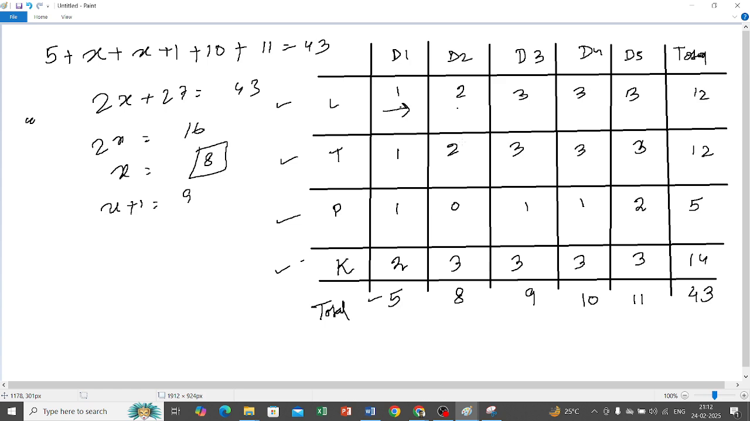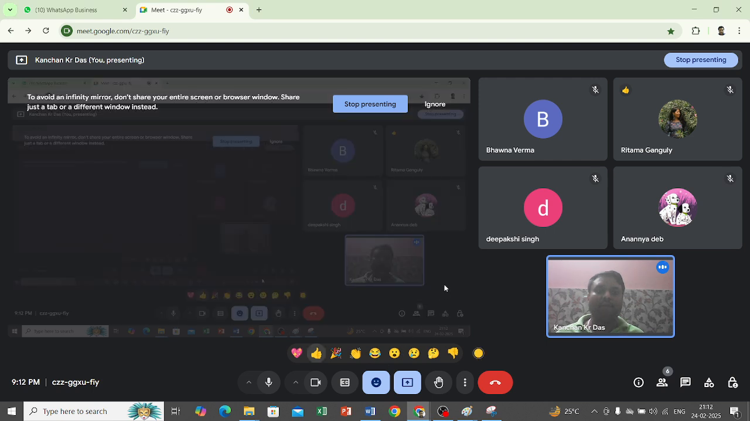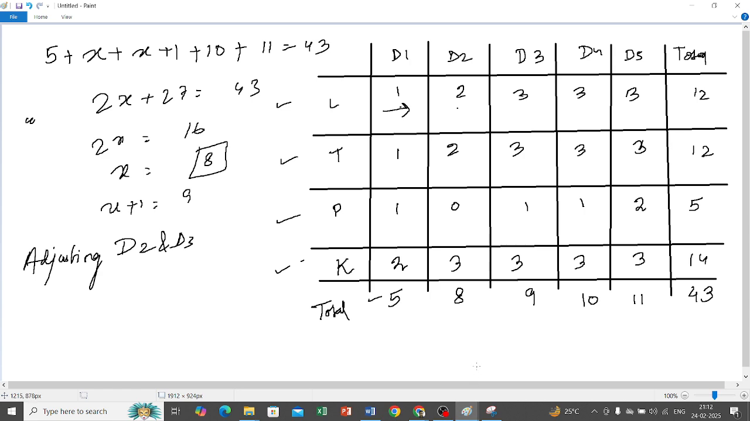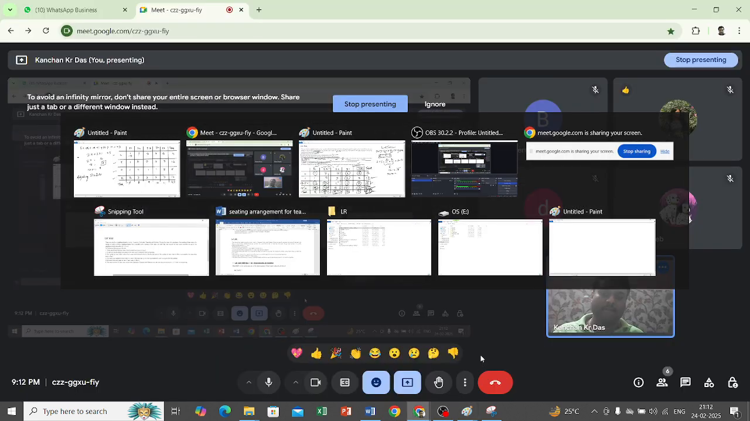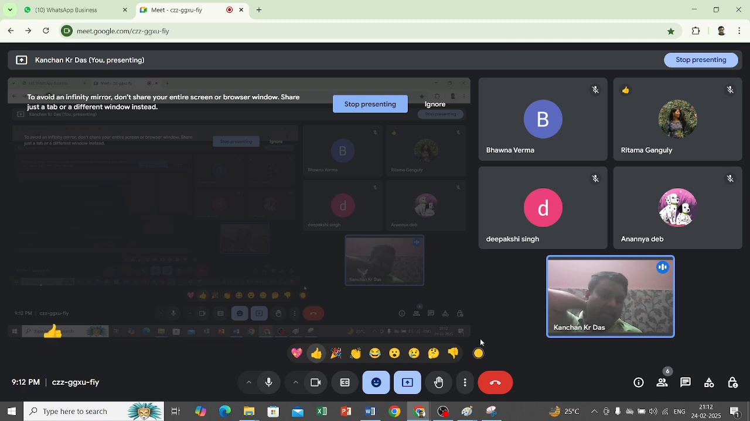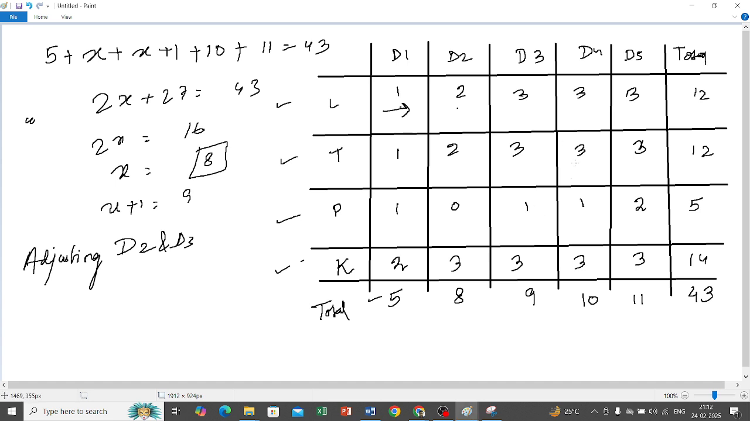Did you understand what our focus should be now? Adjusting D2 and D3. Understood till here? At this point our focus is to adjust D2 and D3. Right? Everyone, you understood where the fallacy is? Row wise things are correct. Column wise D2 and D3 are incorrect. So we will have to fix D2 and D3.